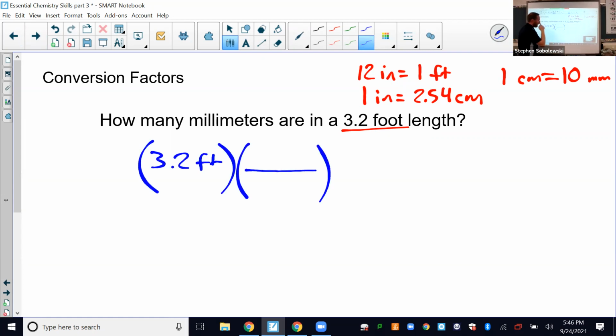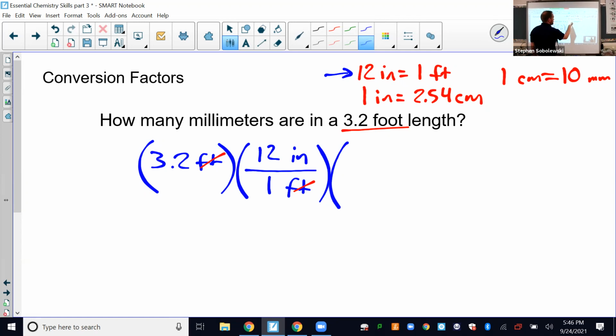Let's get there. All right, we started in feet. We're going to go to inches using this. So do I say 12 inches over 1 foot or 1 foot over 12 inches? 12 inches over 1 foot. Let's check 2 things. Feet cancel feet. Good. Confirm that we wrote the numbers correctly. Are there 12 inches in 1 foot? Yes.